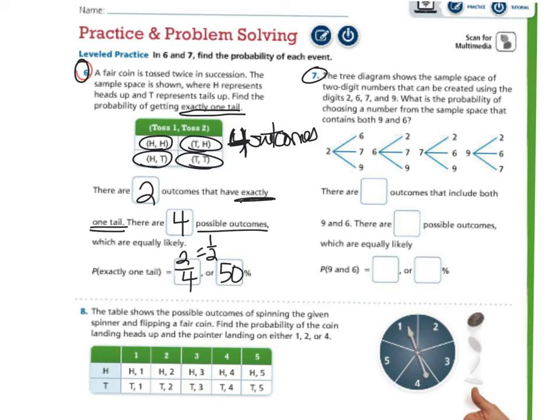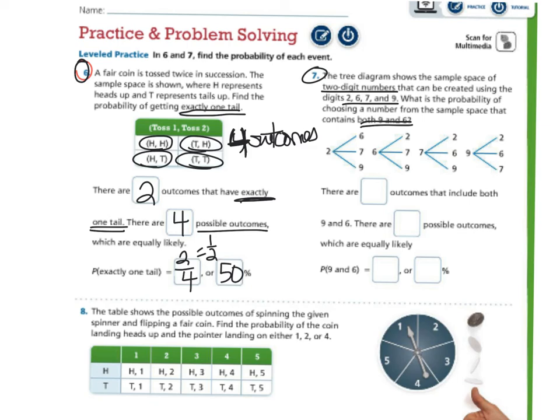Now take a look at number 7. We have another tree diagram here, and it shows the sample space of 2-digit numbers that can be created using the digits 2, 6, 7, and 9. What is the probability of choosing a number from the sample space that contains both a 9 and a 6? So we need to look at all the possible outcomes in the list. And here's where I want you to take a look.